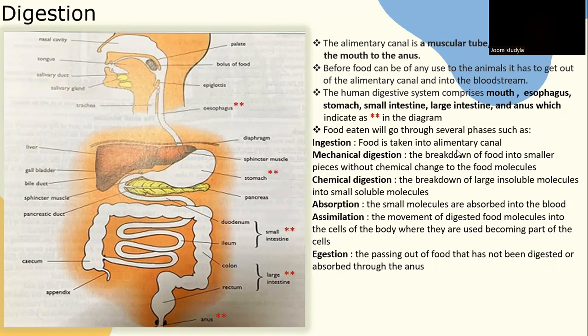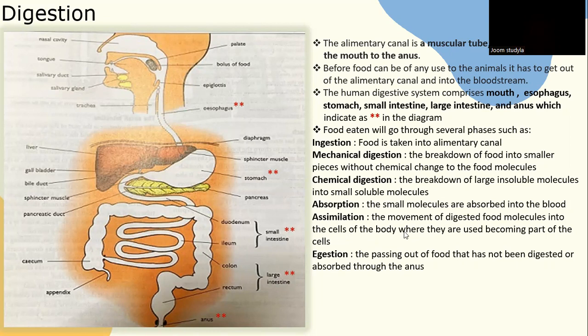Food is taken into the alimentary canal. Mechanical digestion is the breakdown of food into smaller pieces without chemical change to the food molecule. Chemical digestion is the breakdown of large insoluble molecules into small soluble molecules. Absorption is when the small molecules are absorbed into the blood.